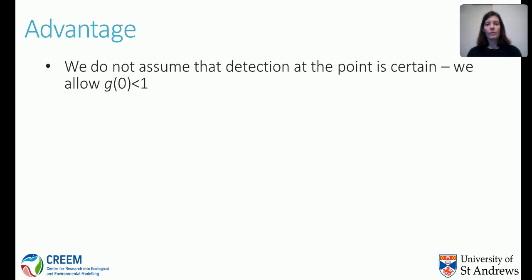So these trial-based approaches to determining detection functions, one advantage is that we don't have to assume that detection at the point is certain. We're conducting an experiment and it allows us to actually estimate g0, and that g0 can be less than 1, as shown in all 3 of the previous examples.